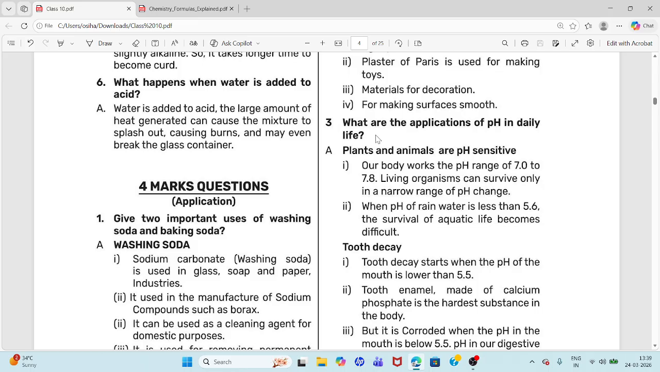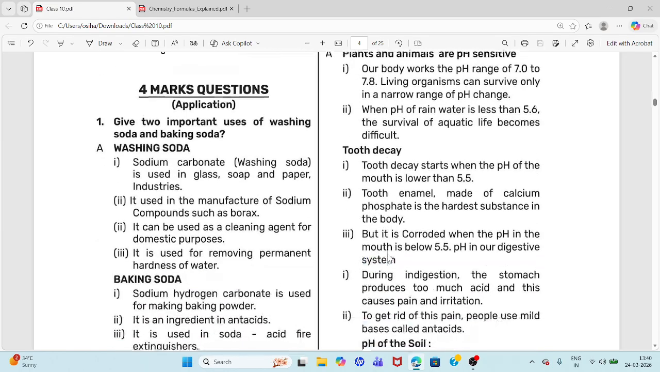Third question: what are the applications of pH in daily life? Answer, plants and animals are pH sensitive. First point, our body works in the pH range of 7.0 to 7.8. Living organisms can survive only in a narrow range of pH change. Second point, when the pH of rainwater is less than 5.6, the survival of aquatic life is difficult.